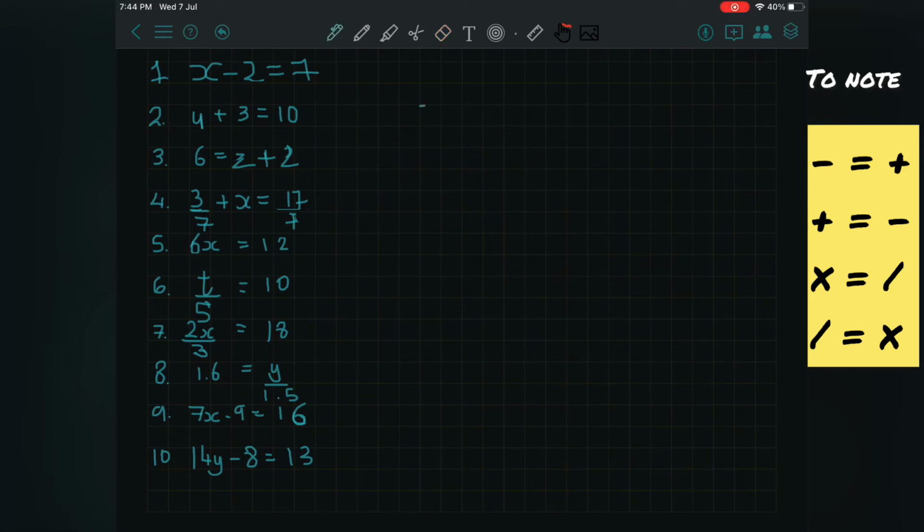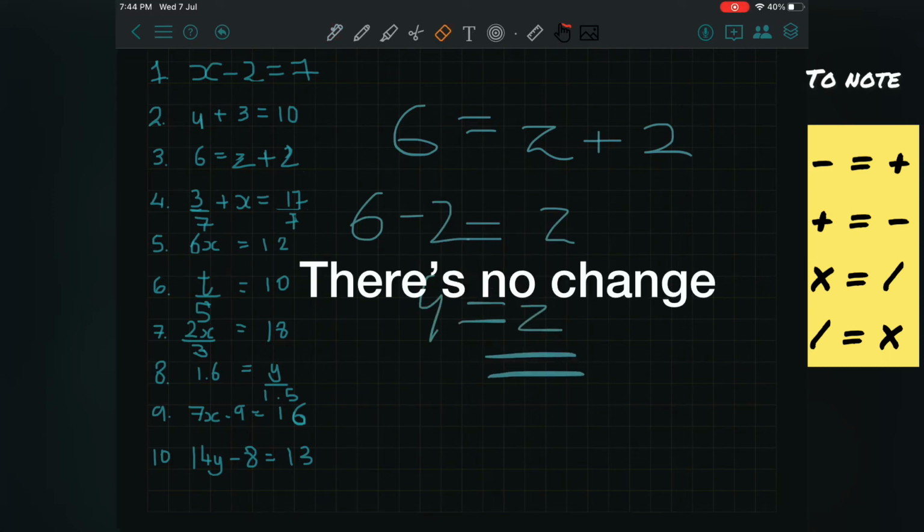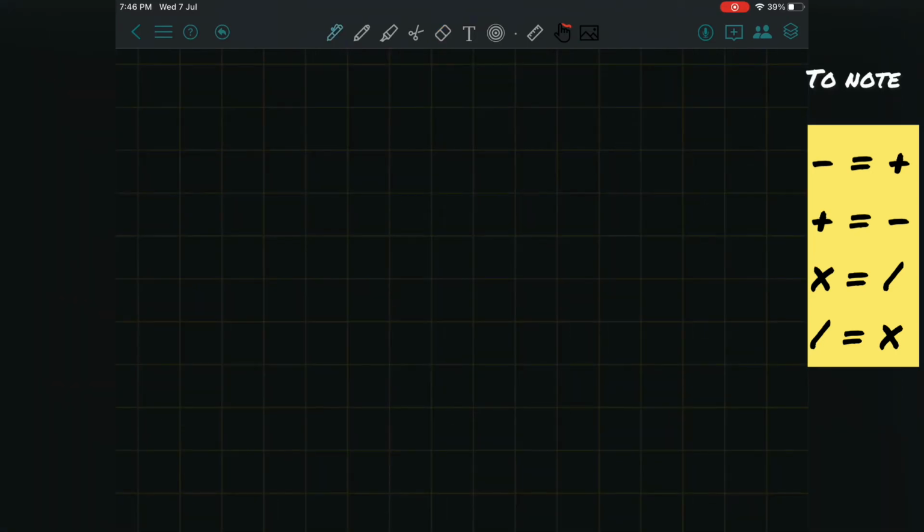The next question has a bit of a plot twist. It's actually changing its side. So 6 equals z plus 2. Normally the variable is on the LHS, but it doesn't matter. There's no change in the method we solve the equation. It's the same. The next question is also kind of a plot twist question. It involves fractions.